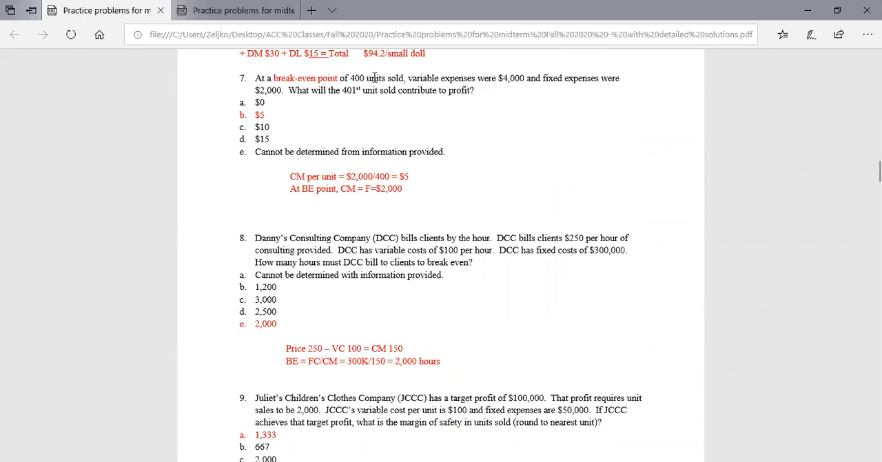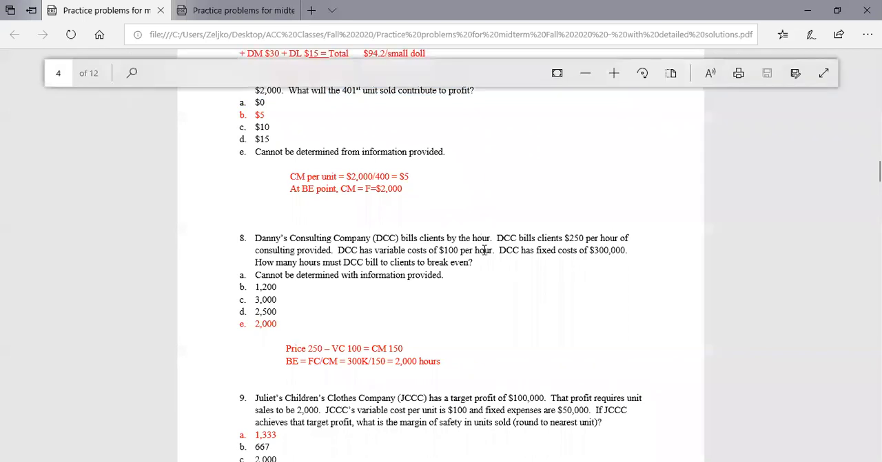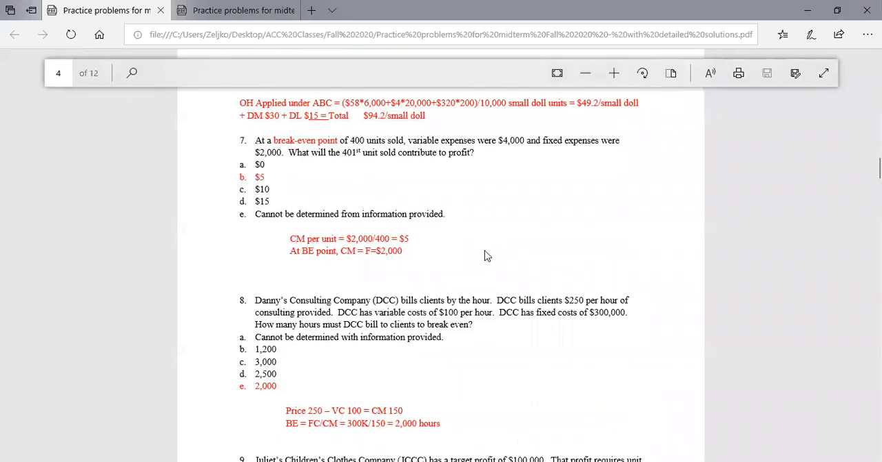At break-even point of 400 units. Okay, let's go straight to the question. So I see already here break-even. That's chapter 6, asking me about something about break-even. What will the first units sold contribute to profit? What will one additional unit contribute to profit? I mean, you can go through all the totals and figure out the whole thing for 400 units, right? For 400 units, what will be the profit?